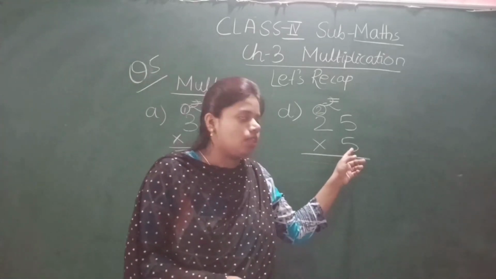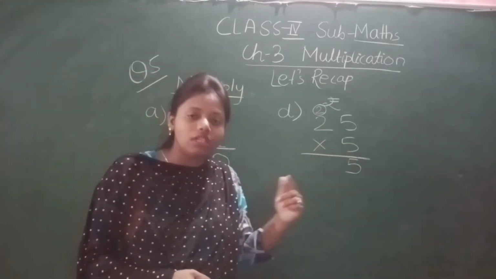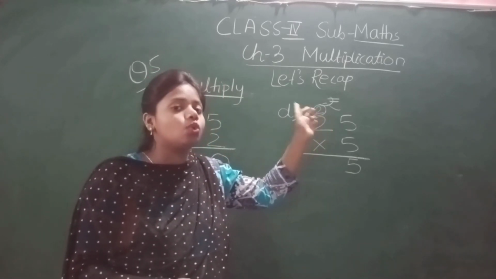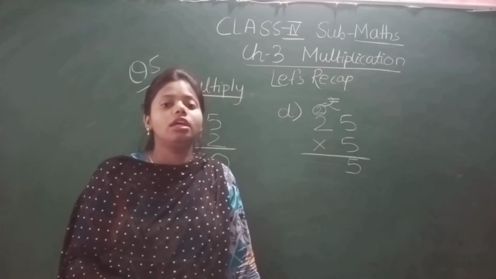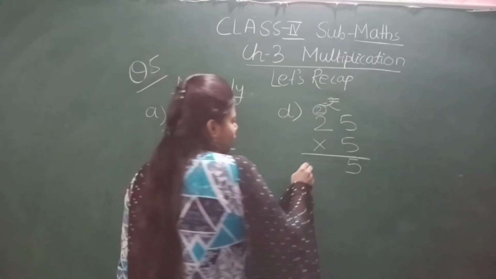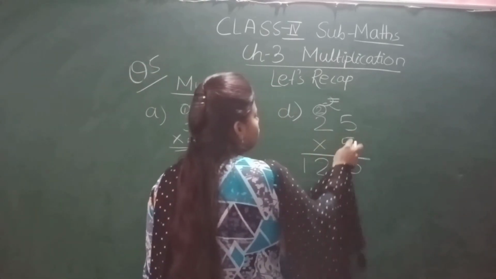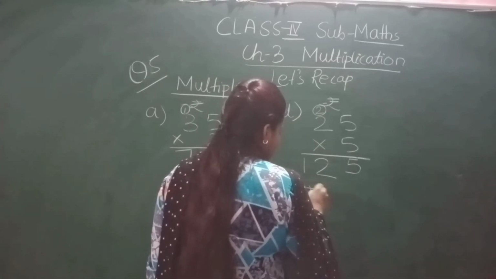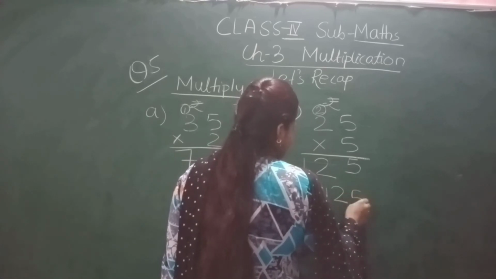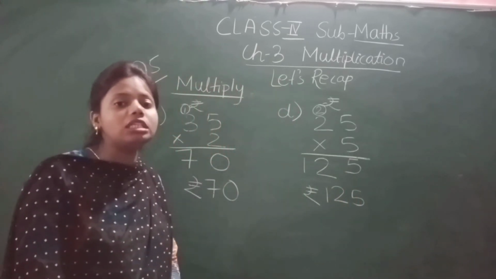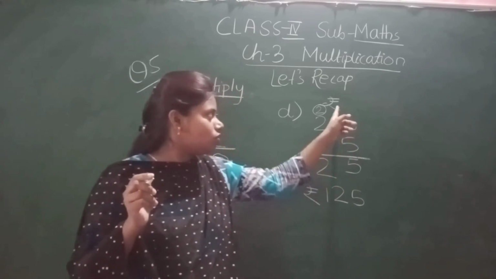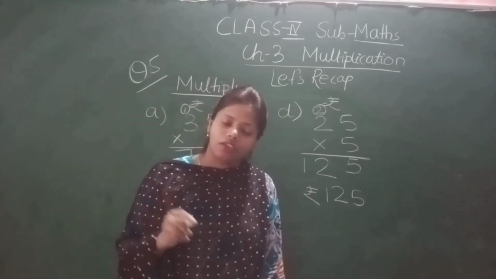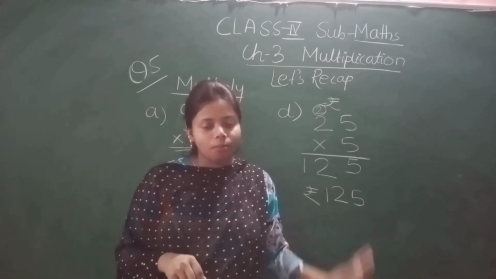Okay. Now see here. 5 2s. 5 1s are 5. 5 2s are 10. We have to add this 2 also. So 10 plus 2 is how much? 12. 10 plus 2 is 12. So let's write here 12. So 25 into 5 is how much? 125. And it is rupees, so we will put the symbol in front. So rupees 125. Okay, so with this I have completed.